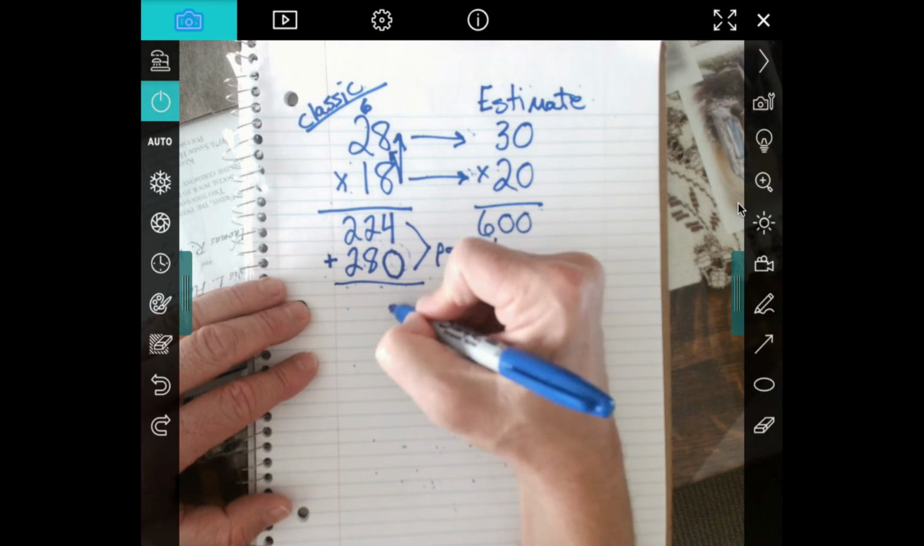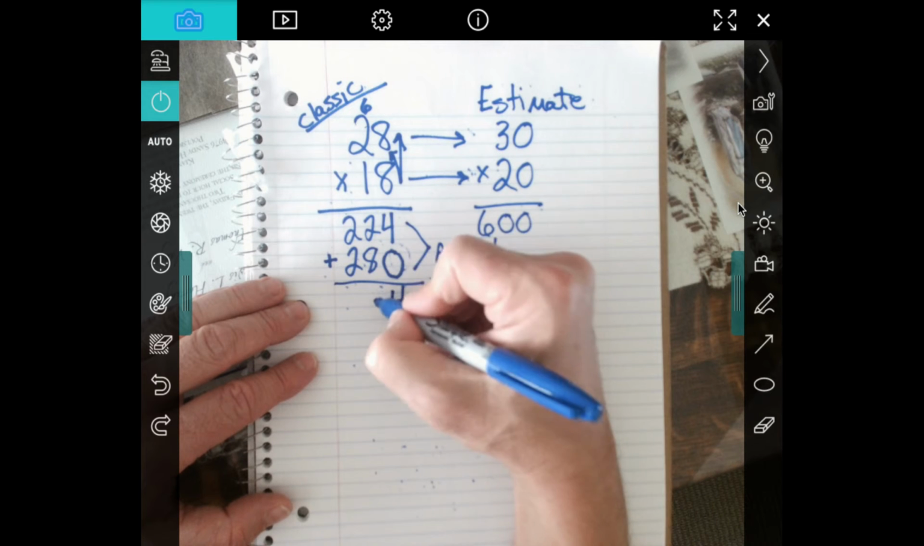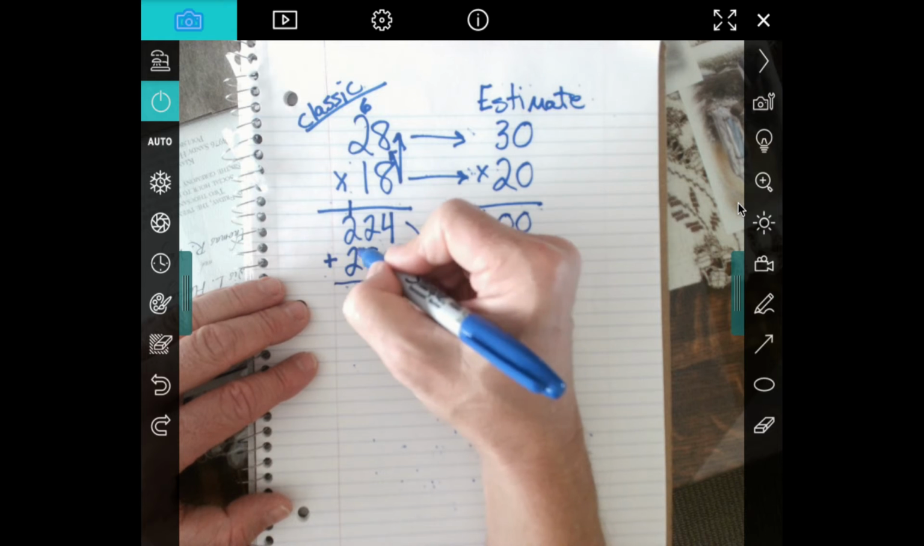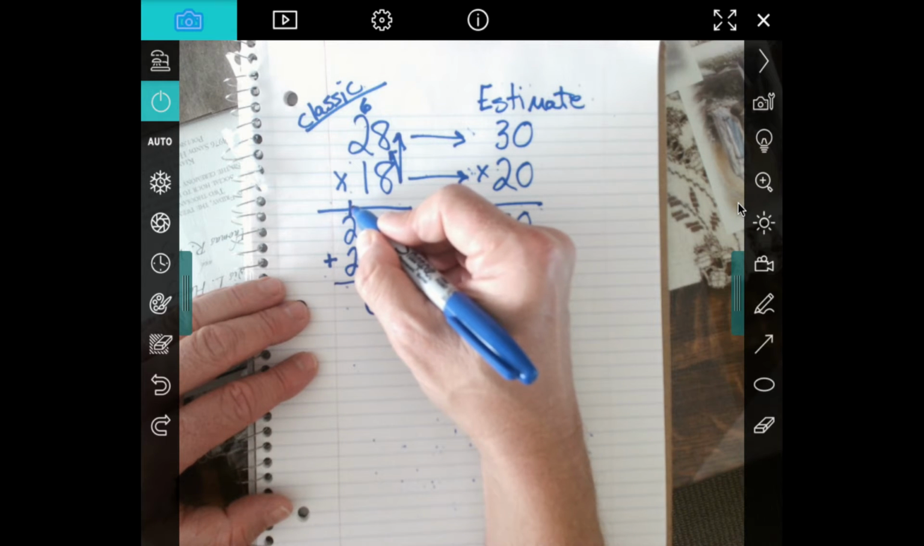So you add 4 plus 0 is 4, 8 plus 2 is 10, 0 goes down, regroup the 1 into the hundreds place, 2 plus 2 is 4, plus the 1 we regrouped is 5.